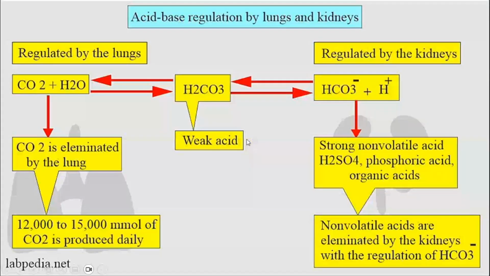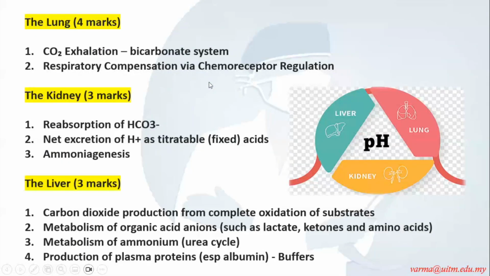Okay, so acid-base regulation by lung and kidney is the main one. We have talked about it. The CO2 is eliminated by the lung, which is a large capacity, whereas kidney is mainly important for other buffers, and non-volatile acids are eliminated by the kidney with the regulation of bicarb. Okay, this is the minimum you have to write to get at least 4 marks out of 6. This is without explanation, at least 3 marks.